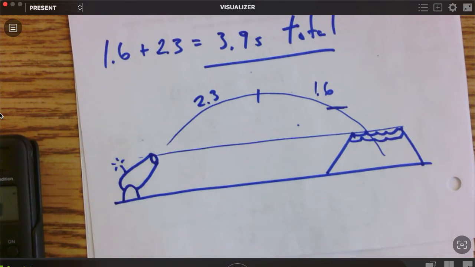That's not the worst thing I've ever drawn. Is that okay? Anybody have any other questions about that one?